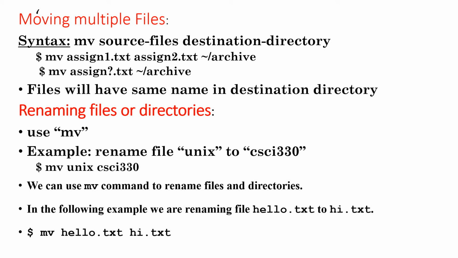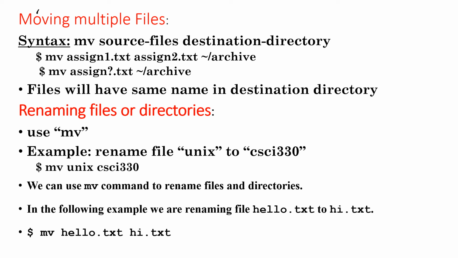to the subdirectory archives. One more example, $mv assign*.txt archives. That assign text will be transferred to the archives if the file is not there in that destination directory.